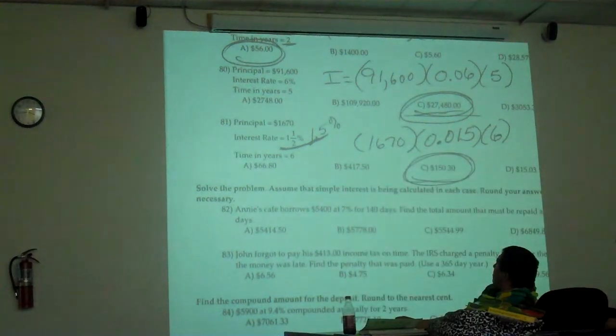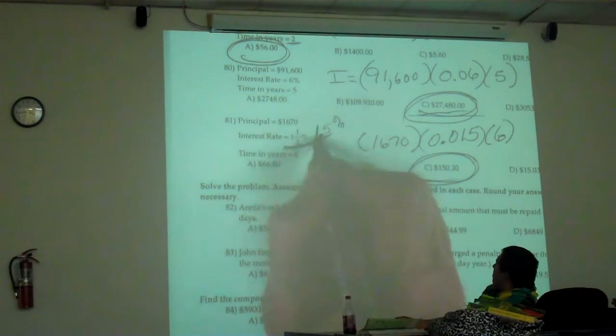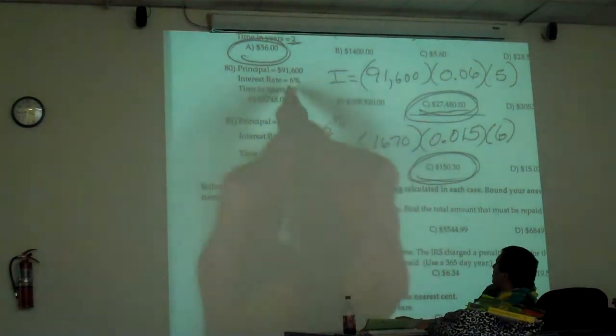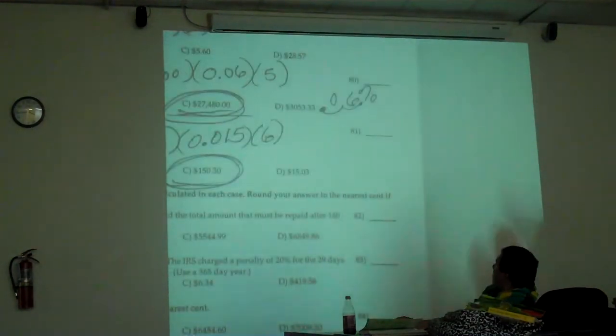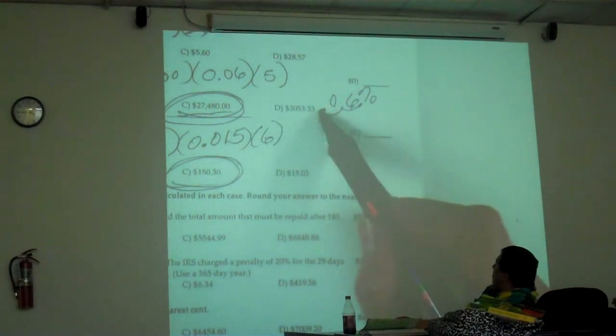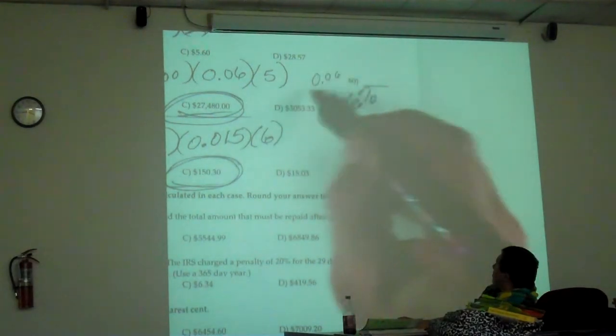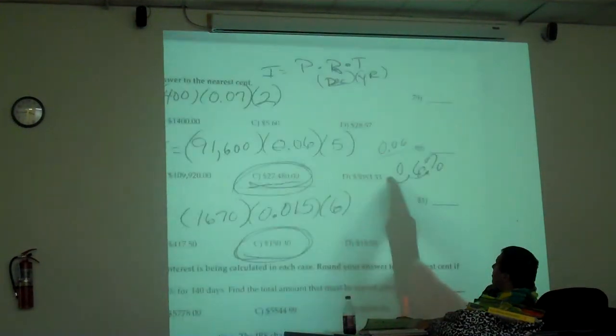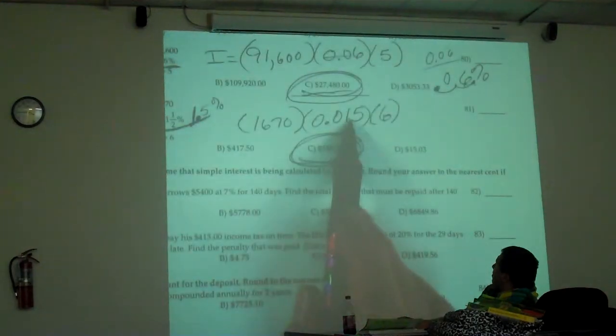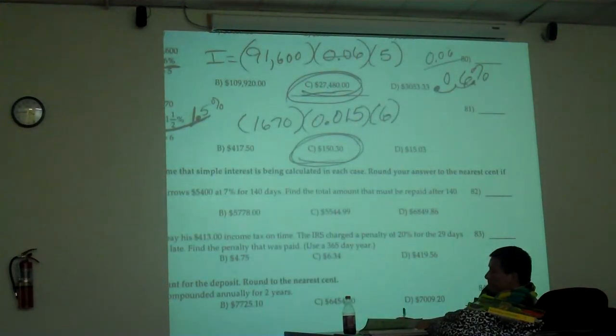Yep. Wait, I have a question. How come it's 0.015? When we had 6%, we went 1, 2. We made it 0.06, right? Yeah. We always move it back twice. Oh, never mind. Okay, yeah. I remember. Okay.